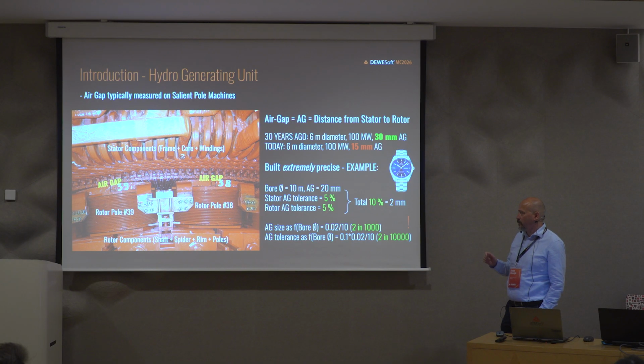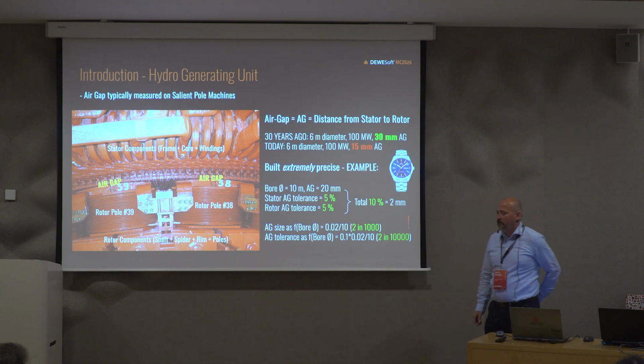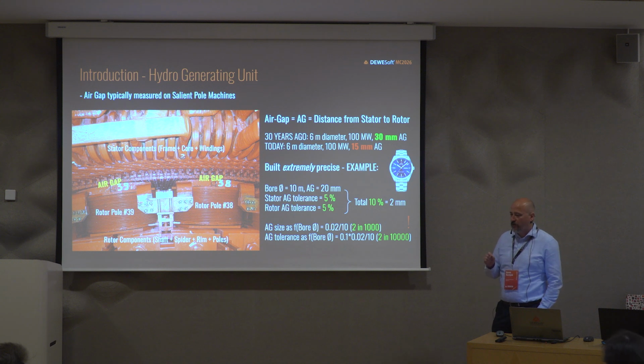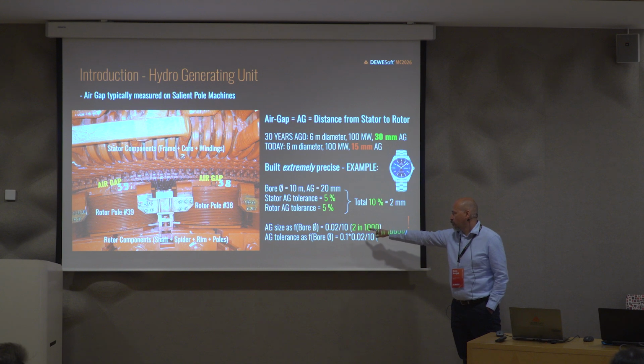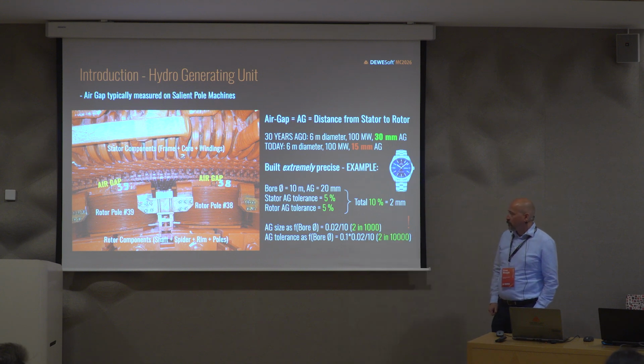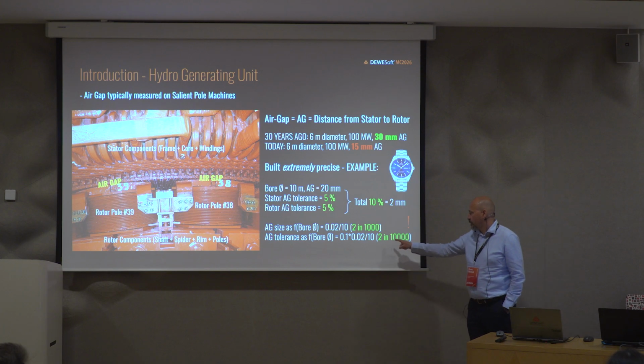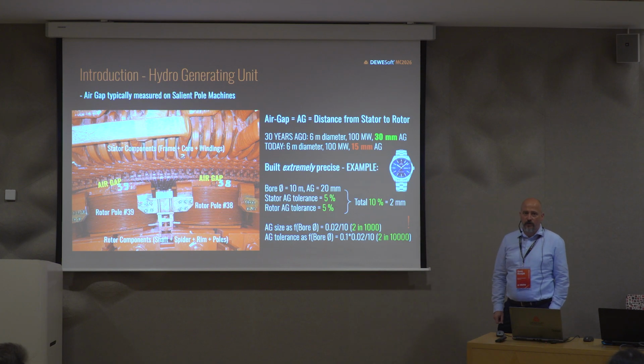Just to illustrate, and this is as good as the mathematics I can get, for a unit of 10 meters diameter with an air gap of 20 millimeters, and with typical numbers of how much you would tolerate for the stator tolerance and the rotor stress, which is about 5%, you get about 10% tolerance, which is 2 millimeters. So for the air gap as a function of the size of the bore radius, it's only 2 parts in 1,000. And when you consider these tolerances for the air gap, you come to 2 parts in 10,000, which is kind of better than a Swiss watch when you think about it.